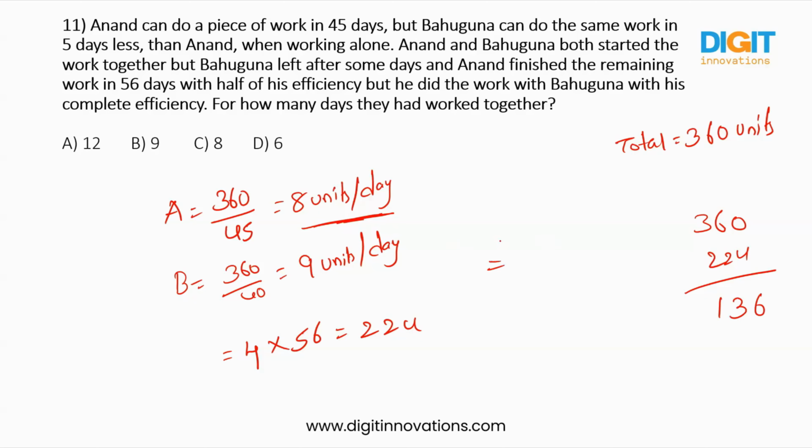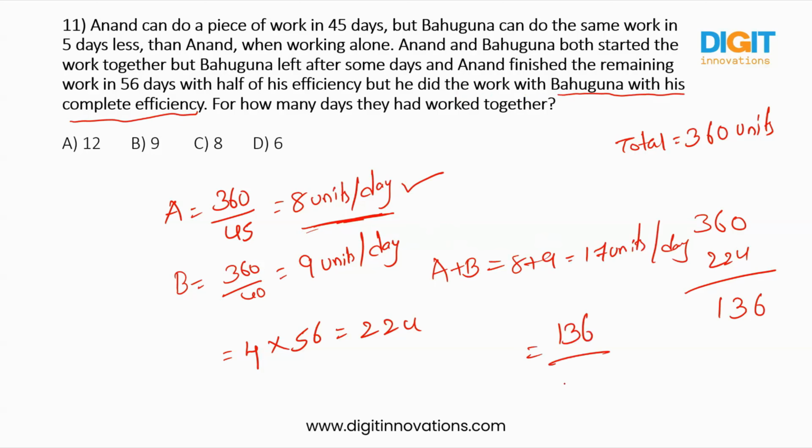How much time will they take together? We know Anand singly can do, as they told, if he worked with Bahugan, he is putting in his complete efficiency. That means 8 units he is going to put. Okay, 8 plus 9, which is 17 units per day. So to complete this 136 units, how many days does he require? This is the question. So it is 8 days. Option C is the answer.